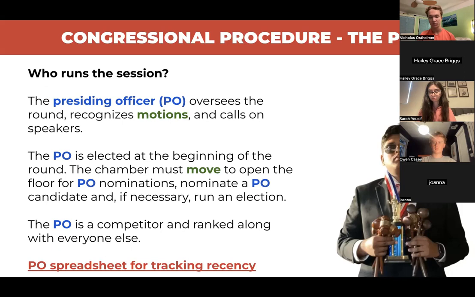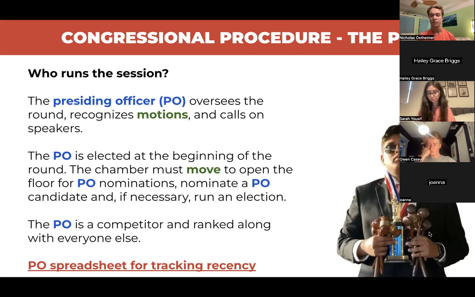Something interesting to note is that the presiding officer is a competitor and will be ranked against all the other students competing in the room as speakers. This is interesting when it comes to bigger tournaments, where the presiding officer often is one of the highest performing people in the room, but not necessarily.